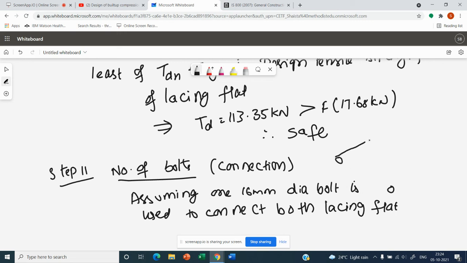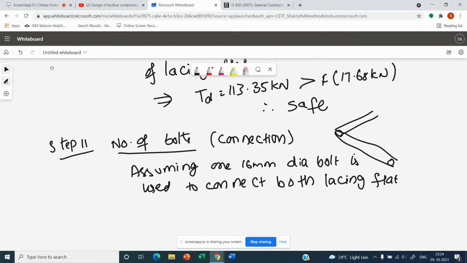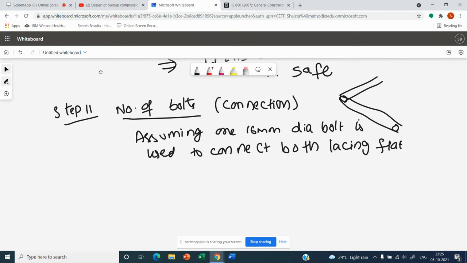Like one is going this side, okay, one is coming here. Fine. So we are using one bolt of 16 diameter. Fine. So the shear plane falls... We have to find out the strength of bolt in double shear because one plane is coming this side, one is coming. So we have to find out strength of bolt in double shear.